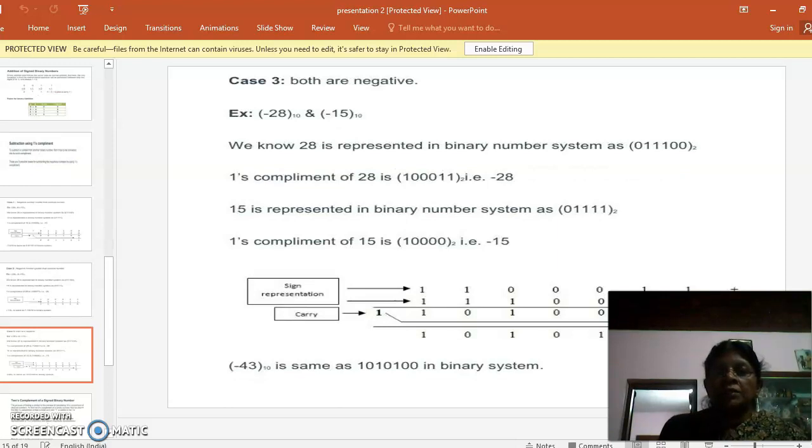And also case 2, both are negative. We know 28 is represented in the binary number system like this. So the ones complement of 28 is this one, and 15 is represented in the binary number system like this. So the ones complement of this is like this.